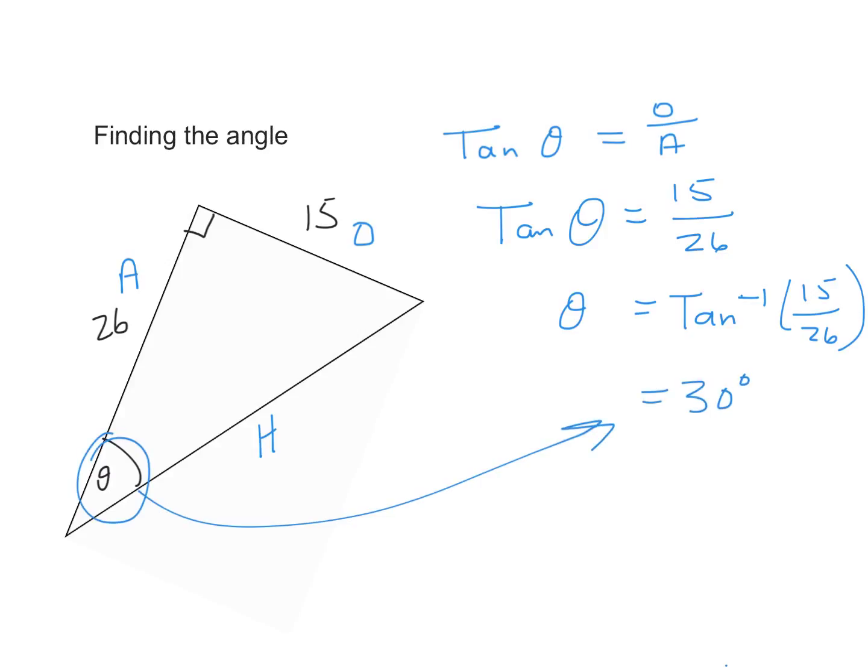So we've been able to find angles using the various trigonometric ratios of sine, cos and tan when we know two sides.